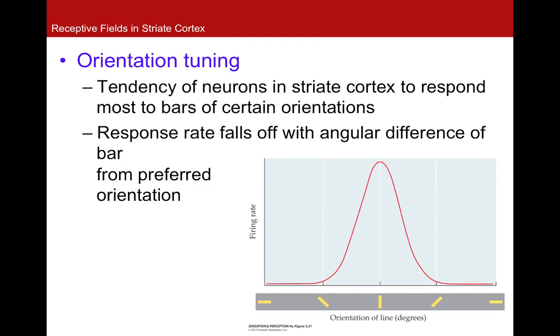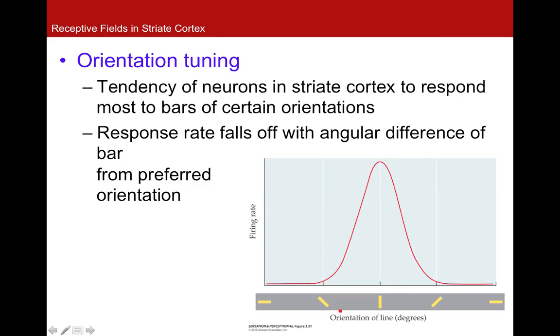Now remember that cells in the striate cortex respond best to bars of light. So they are tuned to bars at particular orientations. So certain neurons in the striate cortex are going to respond most to bars that are at the orientation that they're tuned to. And then the response rate gets worse and worse when there's a big difference from the preferred orientation. So the figure shows that here. The firing rate of this neuron in the striate cortex responds best to a bar that's vertically oriented, right? And perfectly vertical, not on an angle at all.